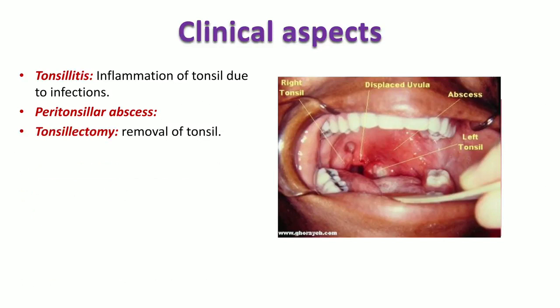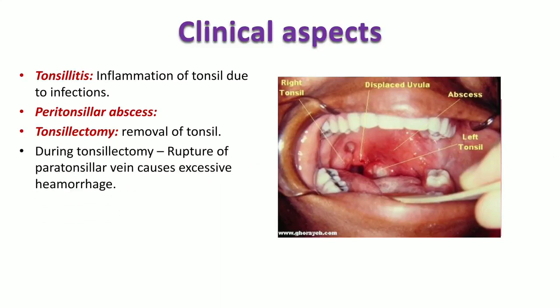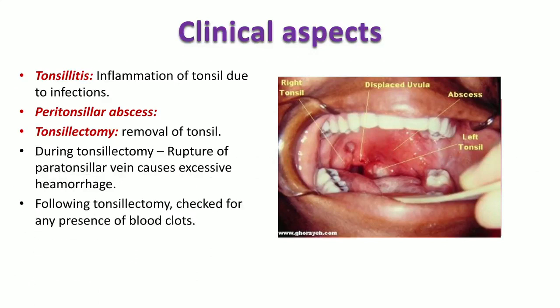One thing is, if the tonsil is recurrently getting infected, then that also causes other problems. From there, the infections spread to the auditory tube, causing otitis media, and because of that, it is advised to go for tonsillectomy, or removal of tonsils. In the removal of tonsil, you should be careful, because if you have ruptured the paratonsillar vein, it will cause excess hemorrhage, and you should check for any blood clots following the tonsillectomy, or any hemorrhage.